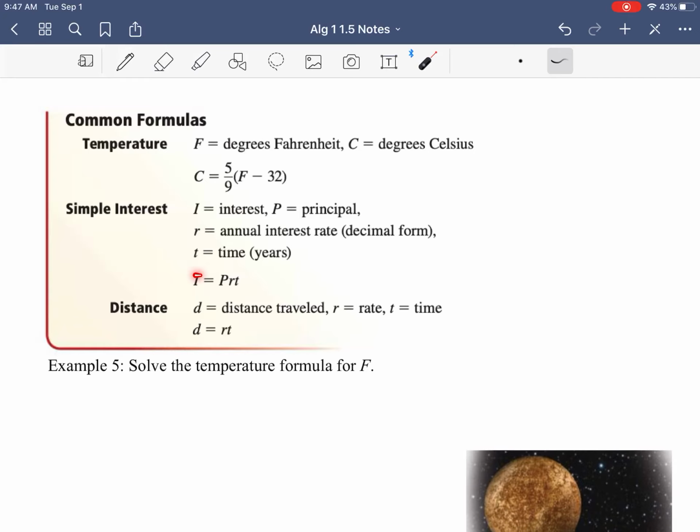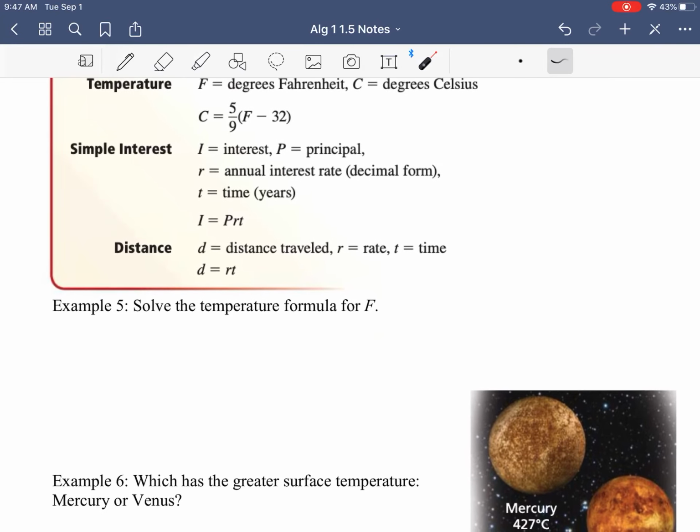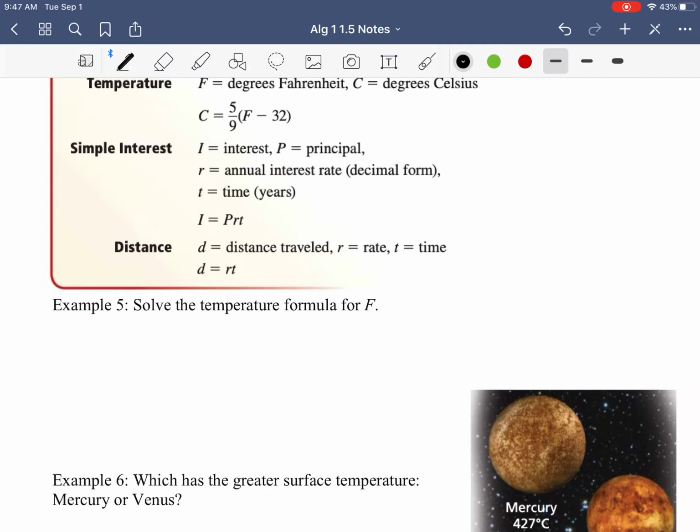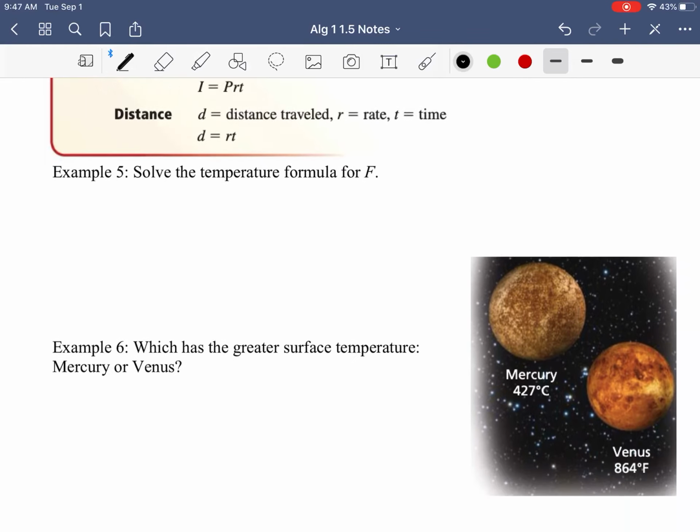The interest that you pay is equal to P, which is the principal, the amount that you're investing, R, the annual interest rate in a decimal, times T, your time in years. And then distance equals rate times time. Okay. So first, let's just go ahead and let's do this example 5.